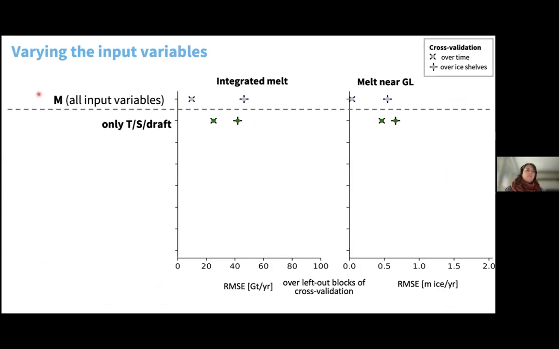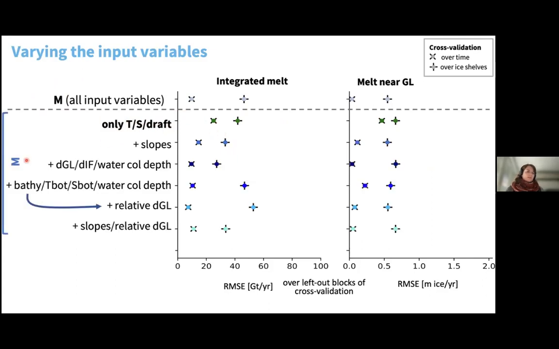I took the medium variant and just changed the input variables. I did the cross-validation using, for example, only temperature, salinity, and ice draft depth. And that was the result. Then I did some other tests. I don't want to go into detail, I just want to show you the variety of results. Depending on the input variables, the results can really change a lot.